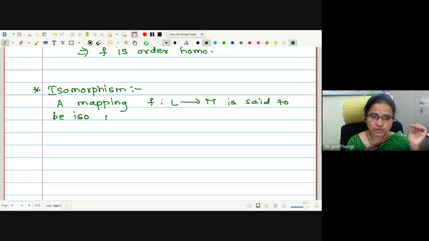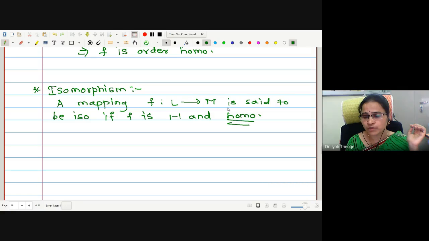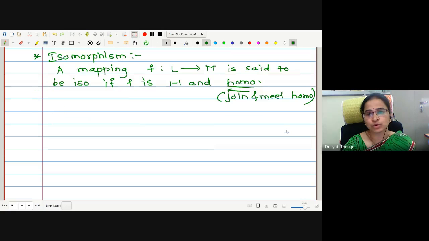A mapping is said to be an isomorphism if f is one-to-one and a homomorphism. Now, what does this homomorphism include? It includes both join and meet homomorphism. Correct?